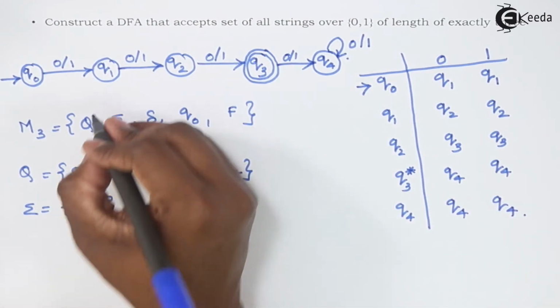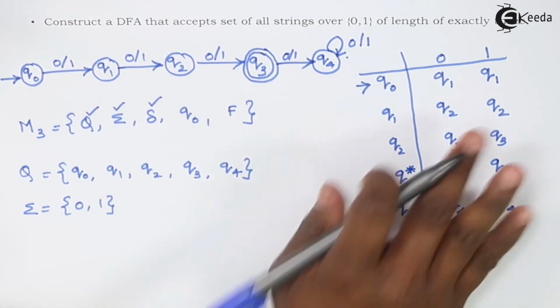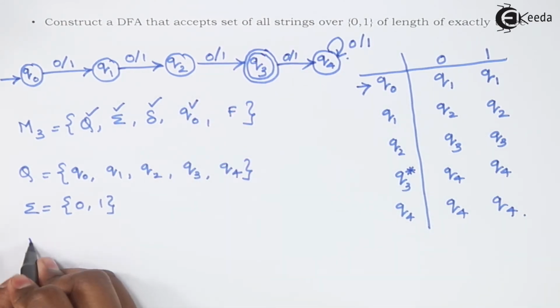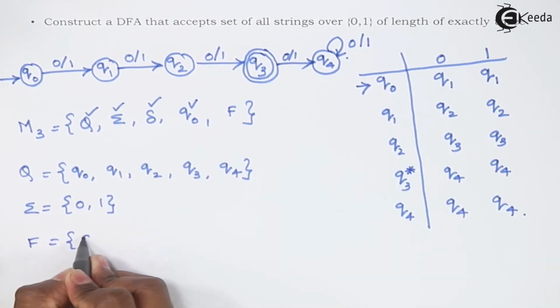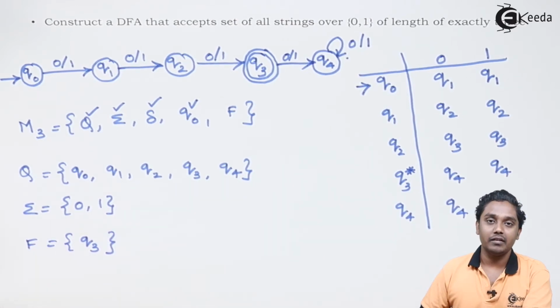We have seen Q, we have seen sigma, we have seen delta using the table. We have seen Q0 as the initial state. Let's define the final states. Final state is Q3. With this, we are done with the example of constructing a DFA for accepting strings of length exactly 3.